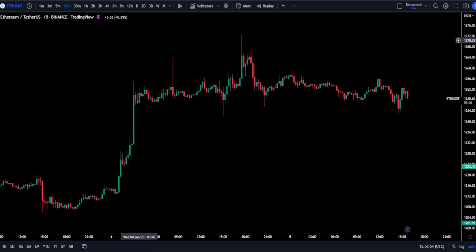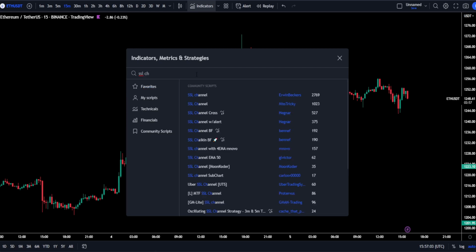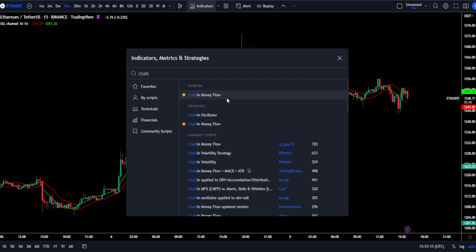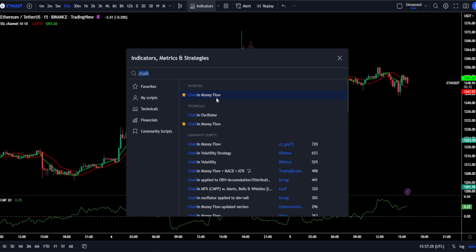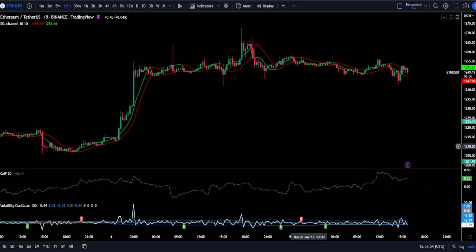So first of all, you need to head up to your indicators tab and search for the first indicator we will be adding, and this is called the SSL channel, which is this one here. For our second indicator, let's add the Chaikin money flow, which is this one here. And for our third and final indicator, we will be searching for the volatility oscillator, which is this one by VWAP.